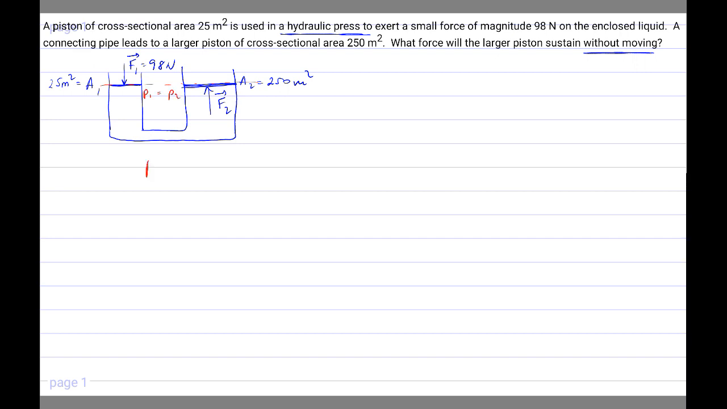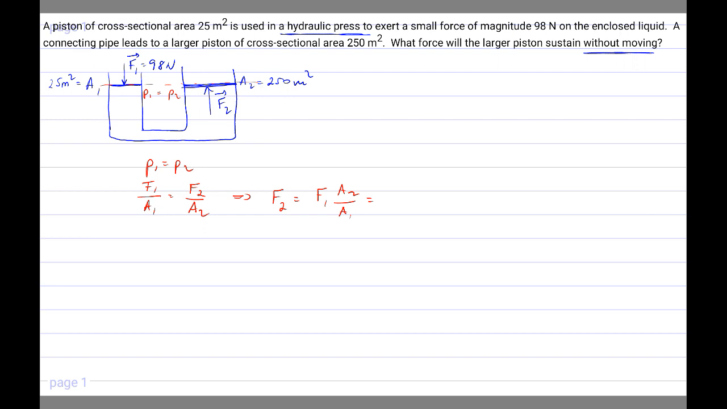Pressure 1 equals pressure 2 means force 1 over area 1 equals force 2 over area 2, because pressure is force divided by area. So we know force 1, we know area 1, we know area 2. We have to solve for the force 2. So F2 is F1 times A2 over A1.